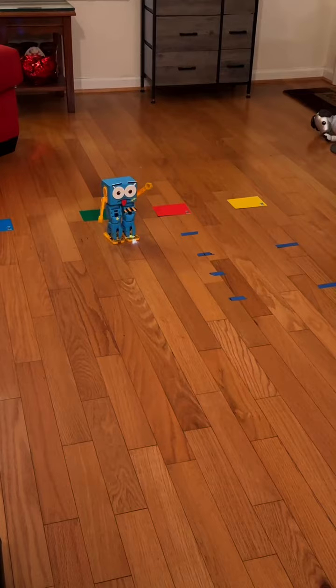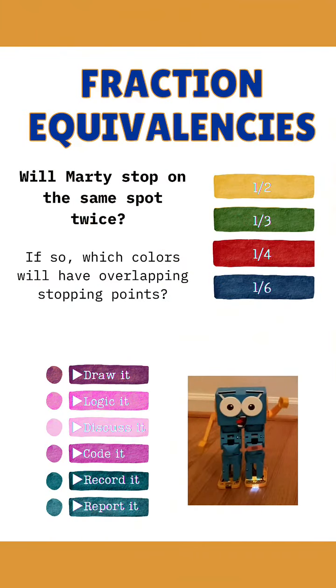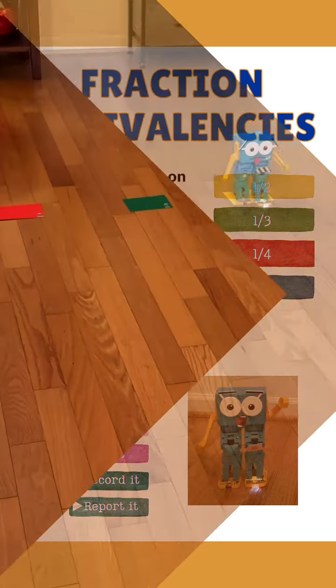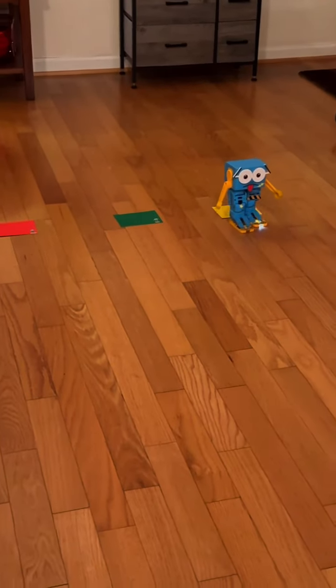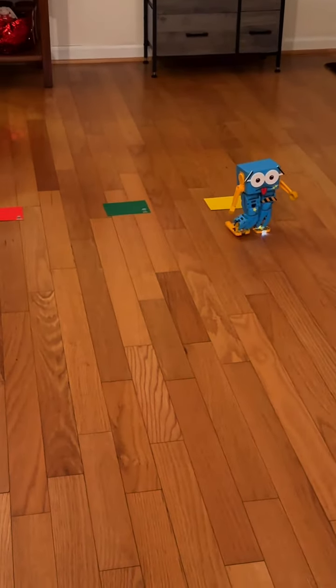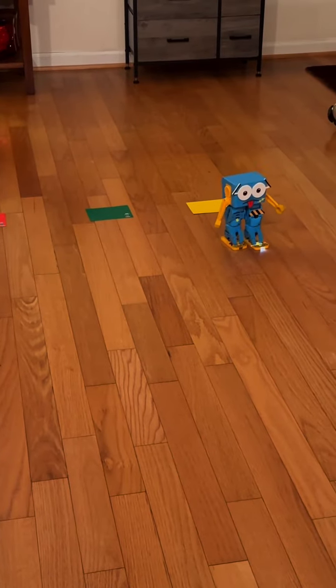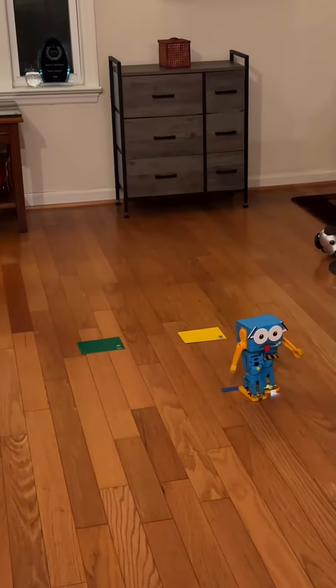As I was playing with some of the new math lessons that have been developed to go with Marty the robot, I was really inspired to play with more fraction ideas. And so in this one, I wanted to do some fraction equivalencies to help students see equivalencies between different fractions. I decided that I also wanted to play around with the sensor on Marty, because Marty's sensor on his foot can actually detect what color he's touching.